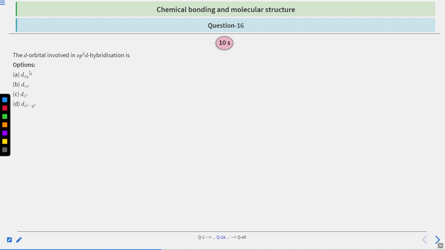Options are dxy, dzx, dz square, dx square minus y square. You have 10 seconds to solve this question. After that, we will see the answer.